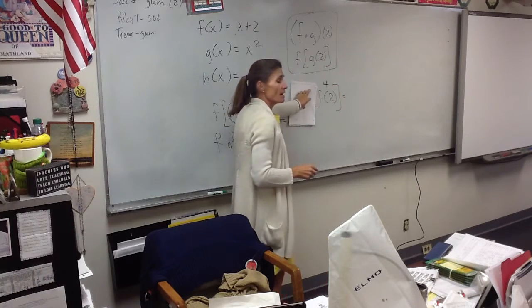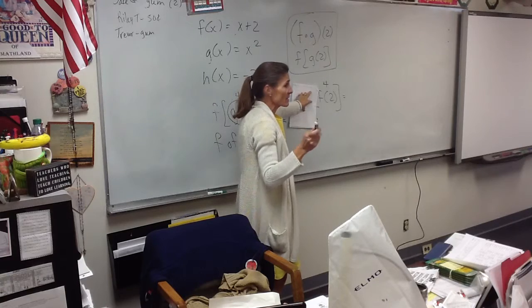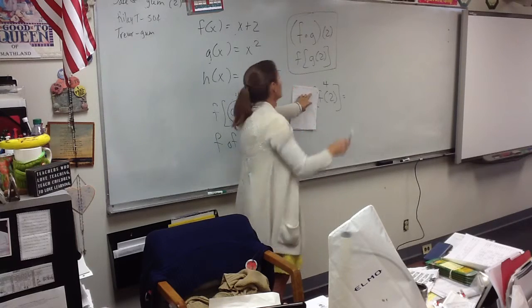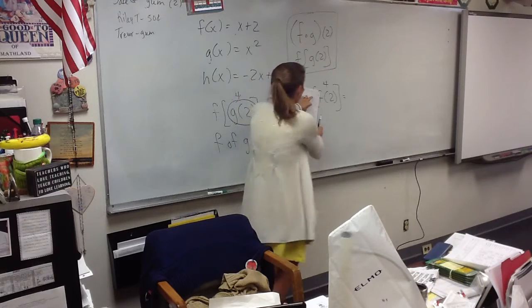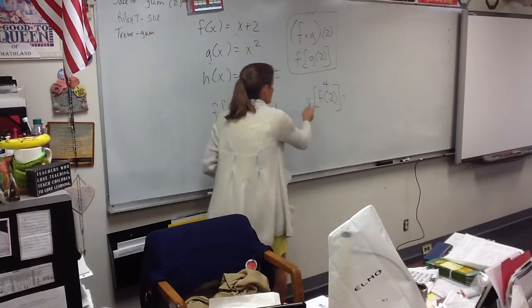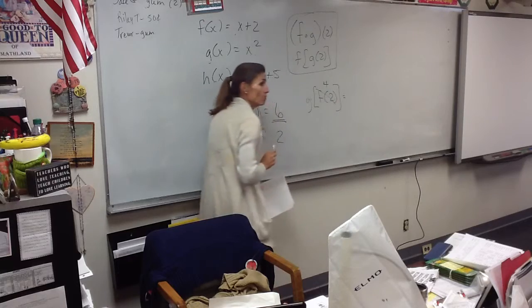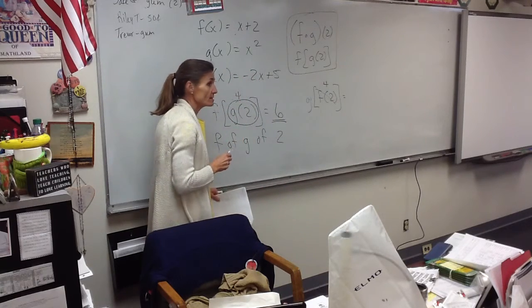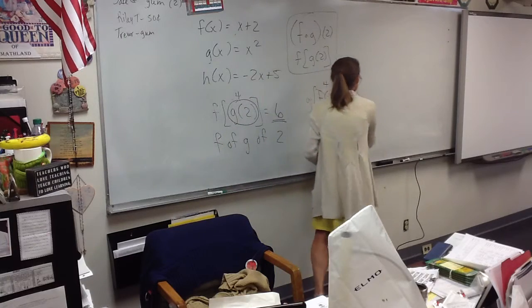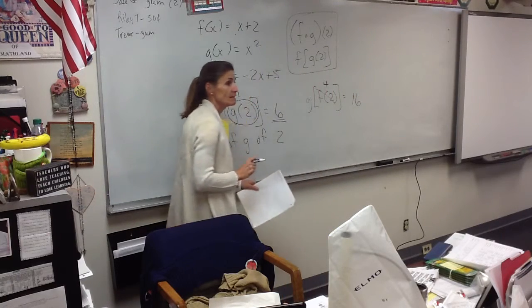I don't know, so I can't tell. I thought somebody said something else. F of 2 is 4 because f of 2 is 2 plus 2. Now we're going to find g of 4. Well, g of 4 is 16. So the answer to that problem is 16.